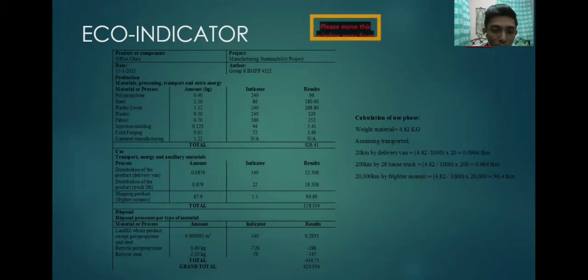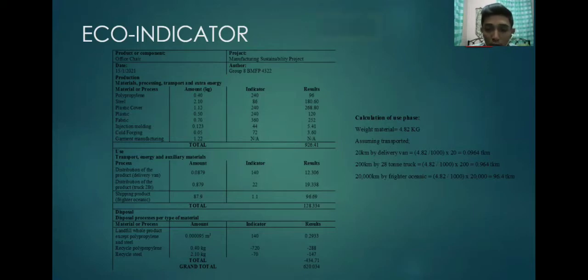So the grand total of the final product is 620.034. The total weight of the materials, which are polypropylene, steel, plastic cover, plastic, and fabric, is 4.82 kilograms.